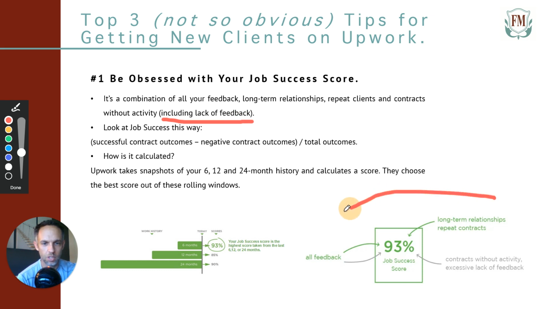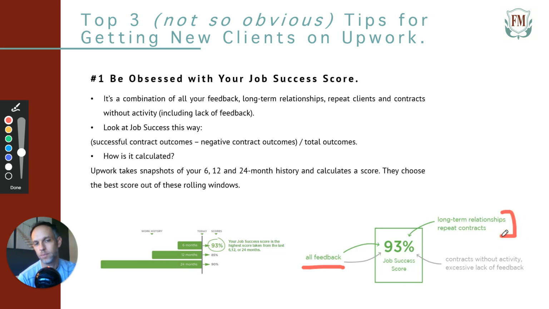feedback. All right, so here's a good visual that Upwork put out on their blog that describes what a job success score is. So you see it's a combination of all your feedback, the long-term relationships and your repeat clients, which are great. And you got to think about why is that a part of that score? Well, that's how Upwork generates their money. They want you to get in long-term relationships with clients. They want you to have repeat contracts, okay? And they also factor in the contracts without activity. I'm going to talk about this more in a second, but also that has to do with excessive lack of feedback, all right?